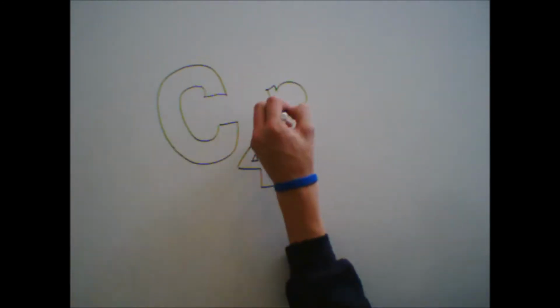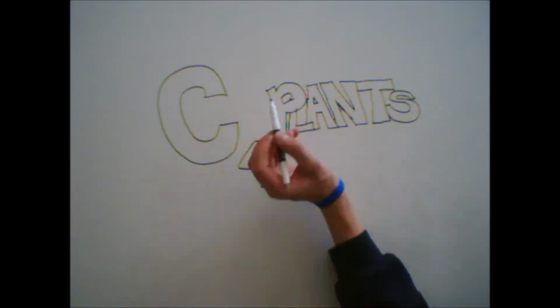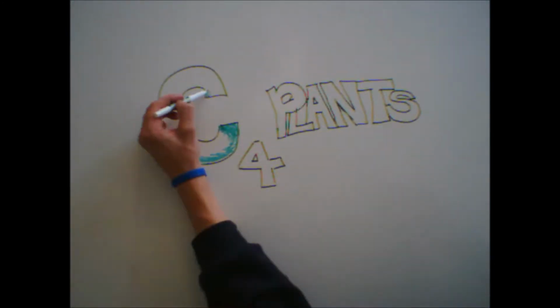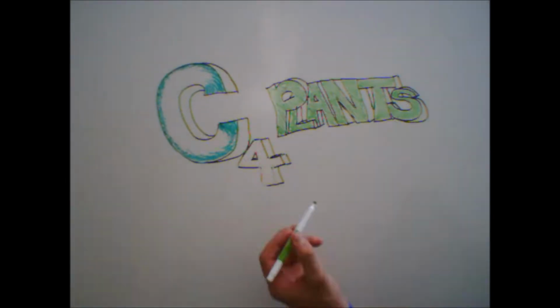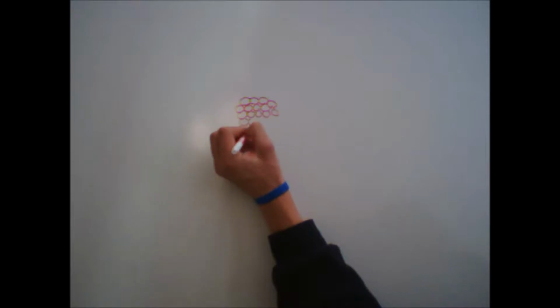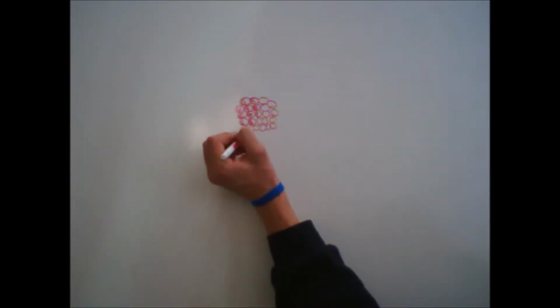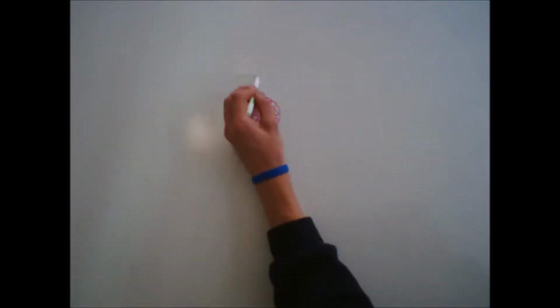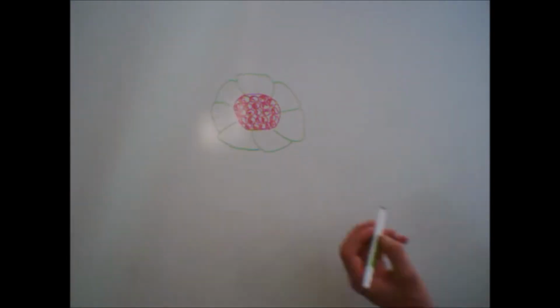C4 plants have a special way of carbon fixing as they live in hot and dry climates. They do this to minimize photorespiration. First, we will show you what a C4 leaf looks like on the inside. These small bubbles are known as the vascular tissue. They transport the sugar. These larger bubbles, drawn here, are the bundle sheath cells.